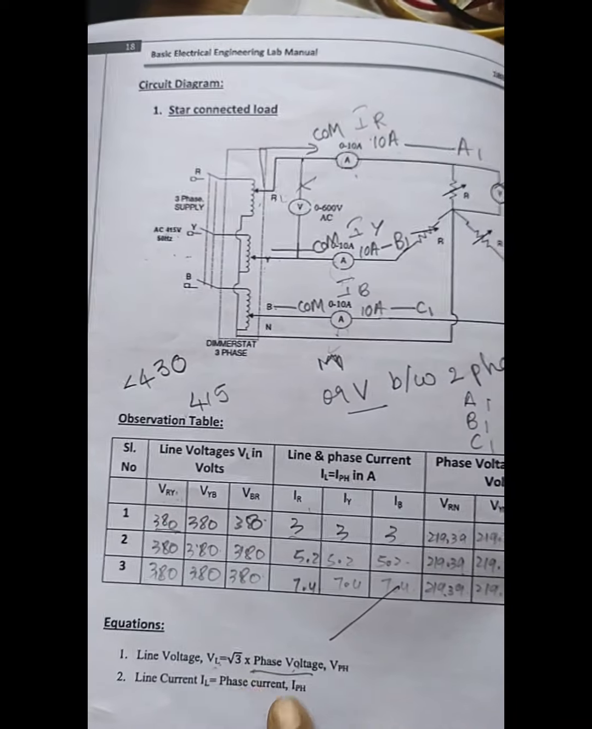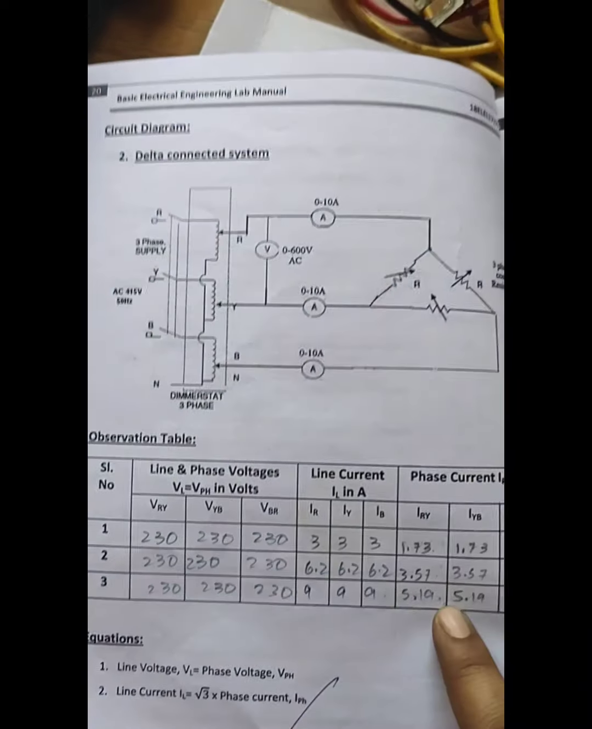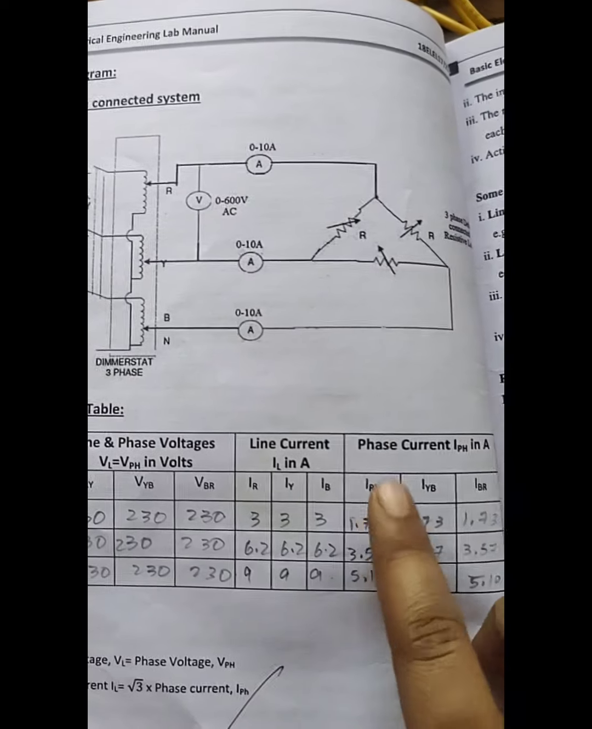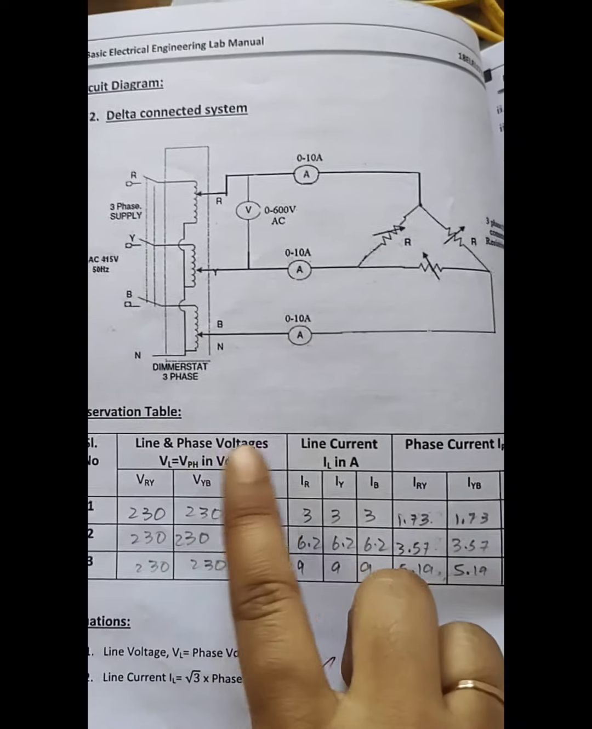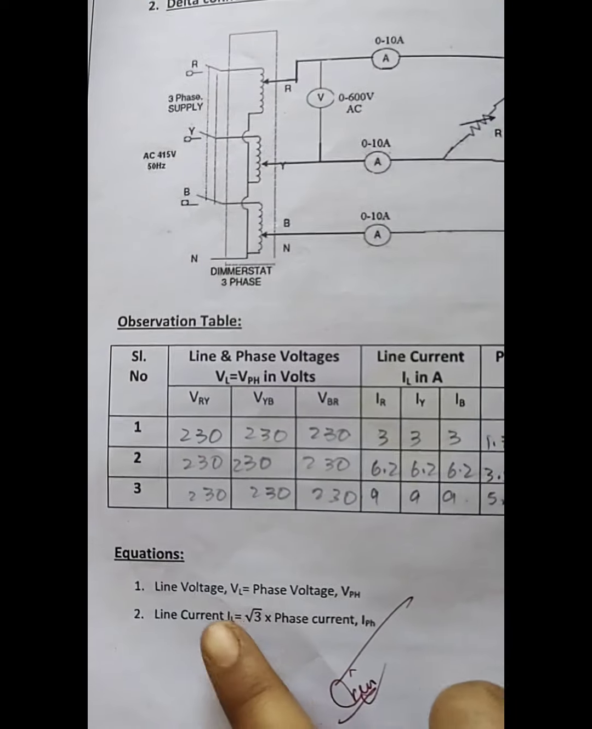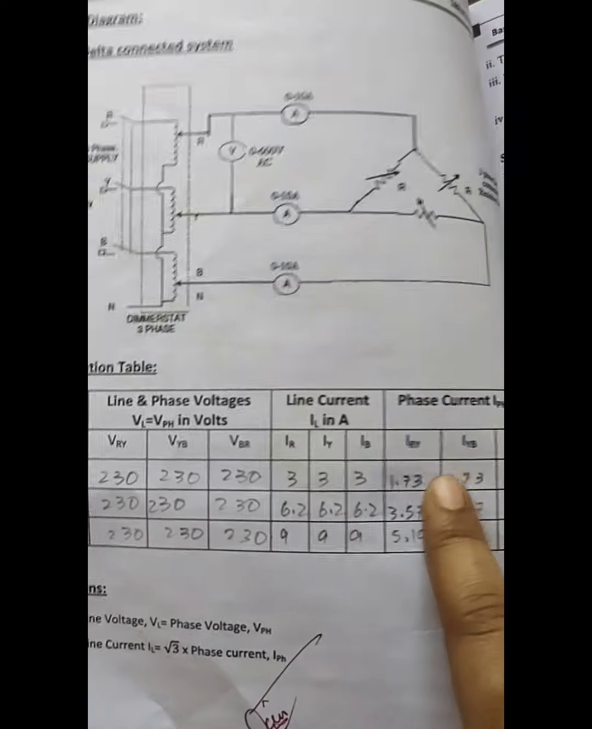The line current IL is equal to the phase current in delta connection. Here the voltage will be similar, so VL is equal to V phase. We will not know the phase current, we know the line current value. So what we should find out? Line current divided by √3, that is the phase current. You should write that here.